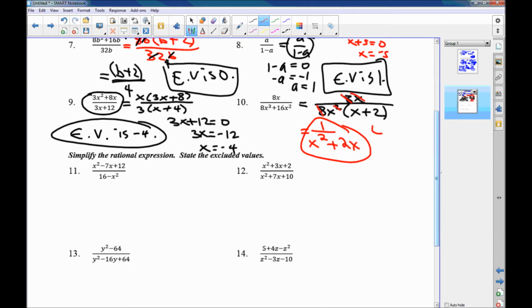Okay, and then the excluded values, let's see. We could factor out 8x squared, just like we did before. x plus 2 equal to 0. So this one is going to give us an excluded value of 0. And over here, we're going to get an excluded value of negative 2. So x plus 2 equals 0, so x equal to negative 2 is going to be our excluded value. Okay, so negative 2 and 0 are our excluded values.